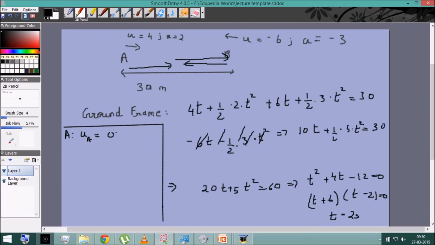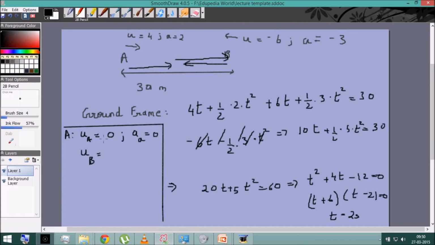If you are in a car, the speed of the car relative to you is 0 because you are at the same speed. The speed of the earth relative to you, or the speed of the trees on the road relative to you, would be some negative value, but the speed of you relative to you is 0. Similarly, the acceleration of A is also 0.